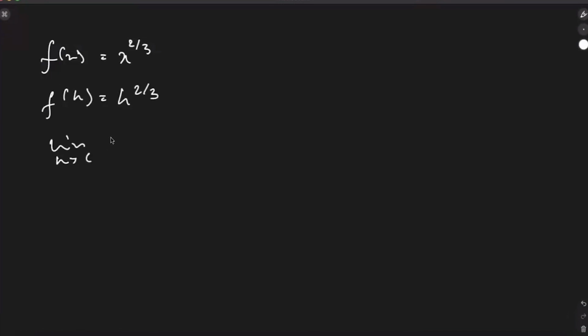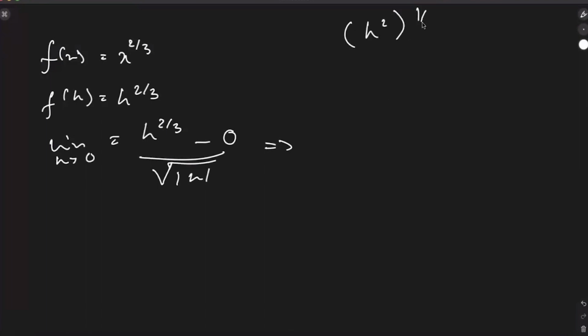So the first function was f(x) equals x raised to the power of 2 by 3. Now f(h) can be written as this, and limit h tends to 0, it will be h to the 2 by 3 minus 0 upon the root of mod of h. Alright, this was given to me. Now I can write it as, if something is written like h square to the power 1 by 3, then you can write it as h to the 2 by 3. And now I have mod inside and there's an under root sign over as well.